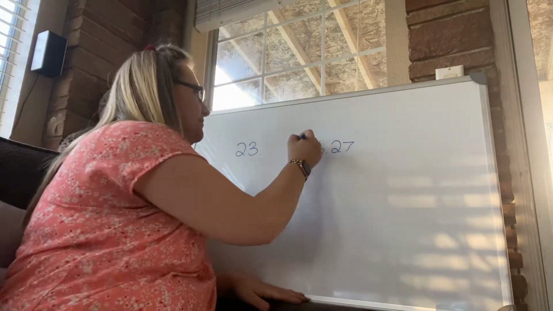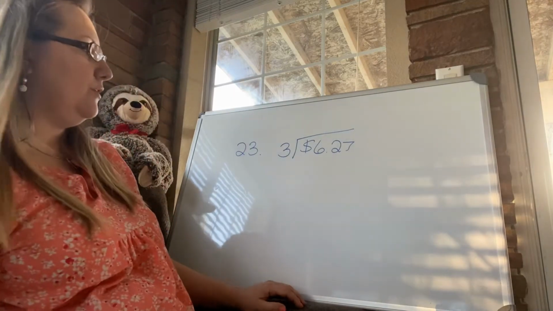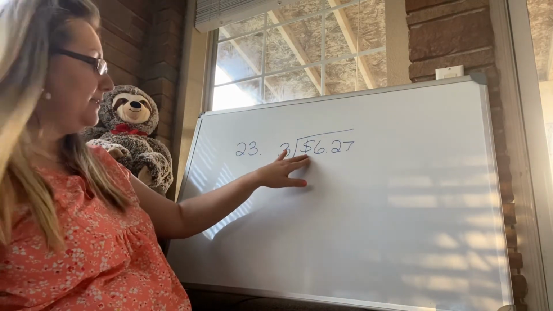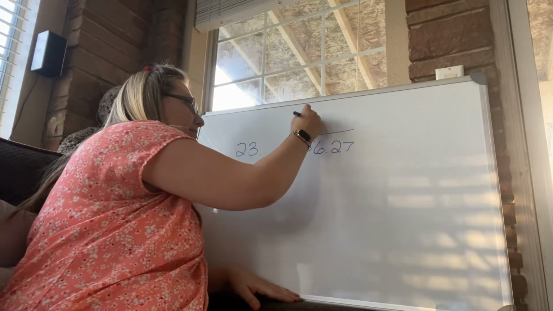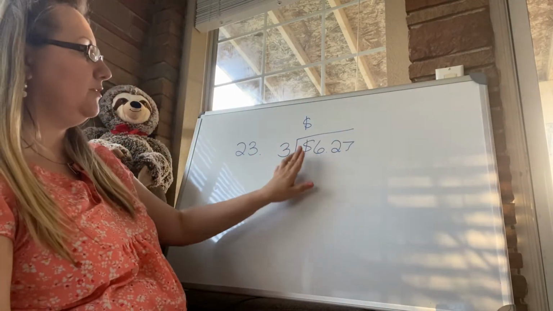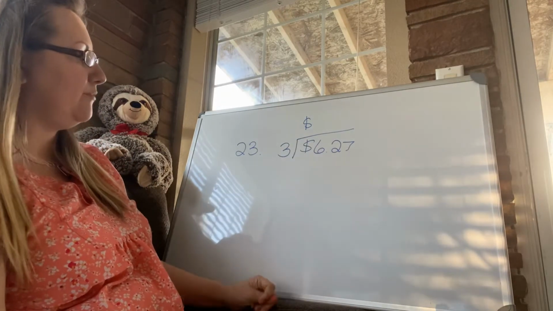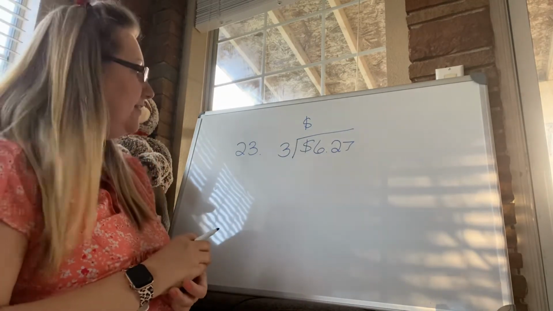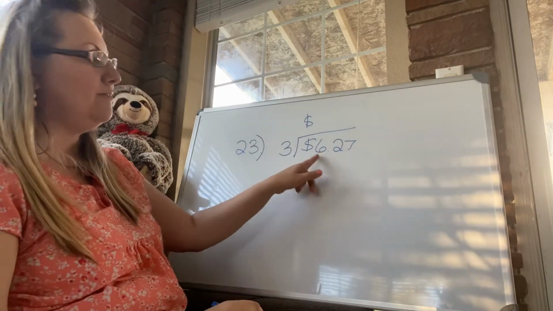$6.27. It says divided by 3. Okay, so we have a dollar sign up there. It's just going to remind us to put the dollar sign up at the top, and that's it. So we have $6.27 divided by 3. So now we think to ourselves, how many times does 3 go into 6?